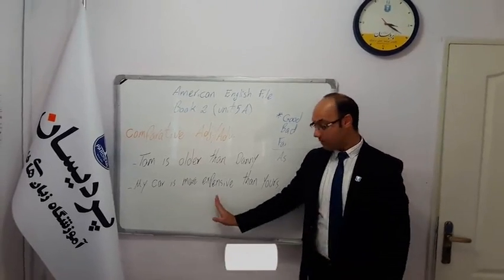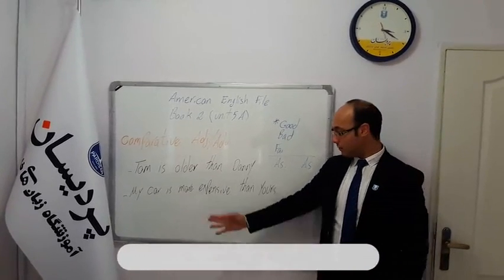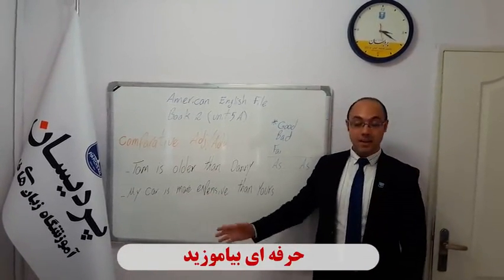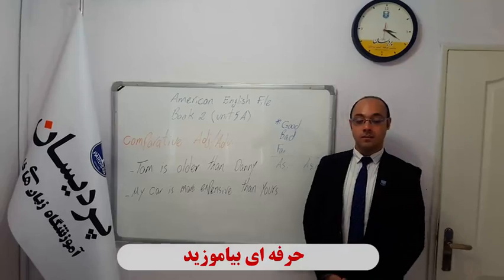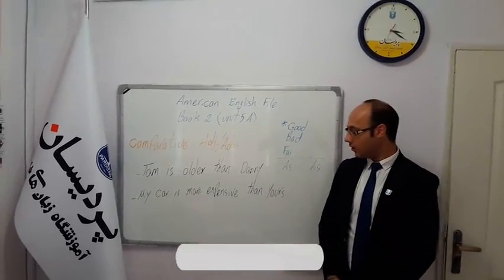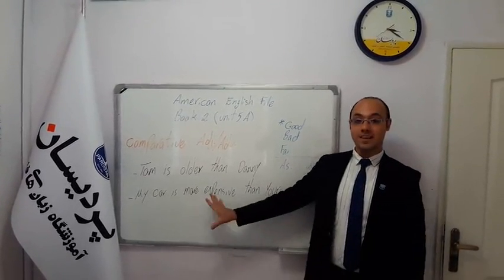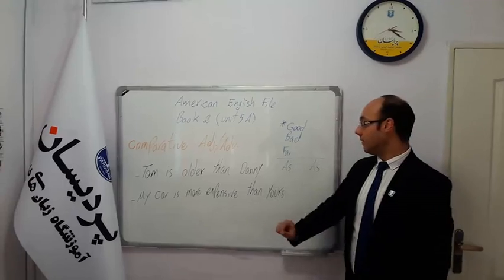But if our adjective is long, I mean if it has three syllables, for example, expensive, we cannot add er. Instead of er, we add more or less. For example, my car is more expensive than yours, or your car is less expensive than mine.